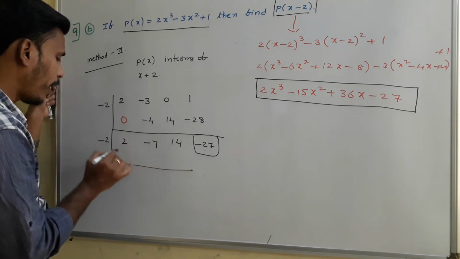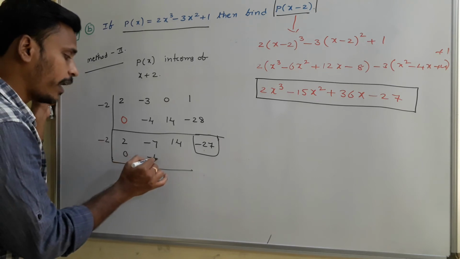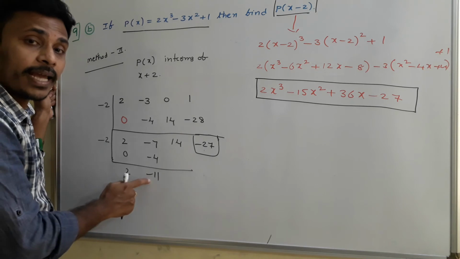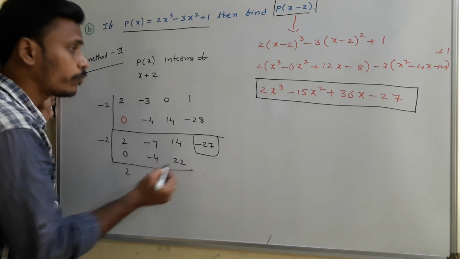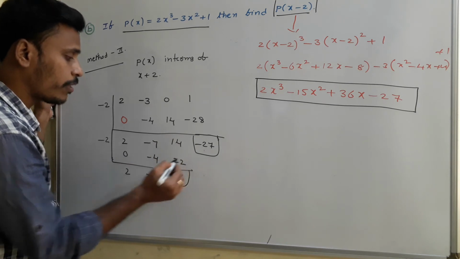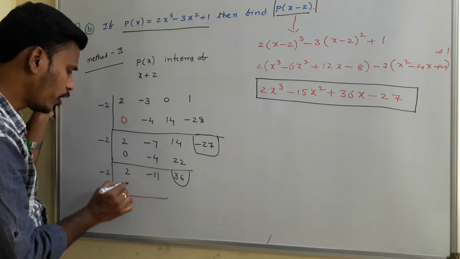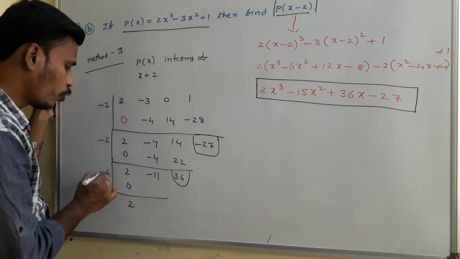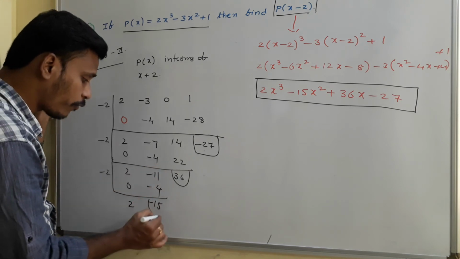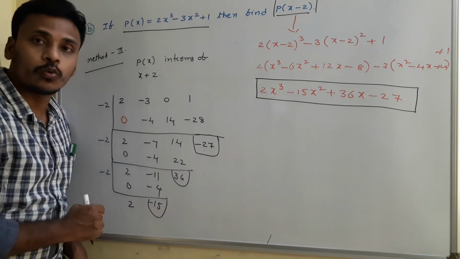Again do with minus 2. 2 plus 0 is 2. 2 into minus 2 is minus 4. Minus 7 minus 4 is minus 11. Minus 11 into minus 2 is 22. And 22 plus 14 is 36. This time here it is 36. Again do with minus 2. You will get 2 here. 2 into minus 2 is minus 4. Minus 11 minus 4 is minus 15. So minus 27, 36, minus 15 and 2.